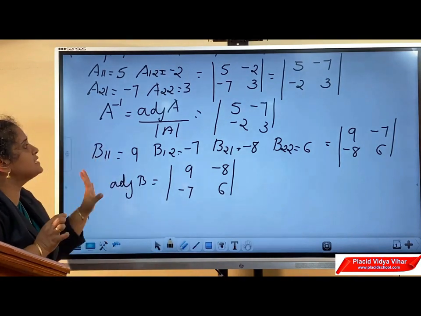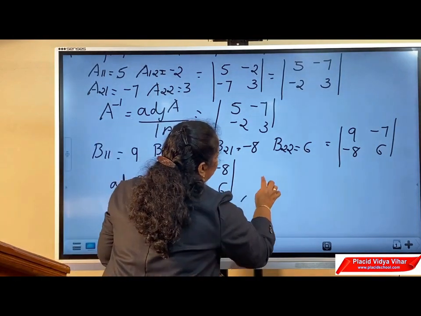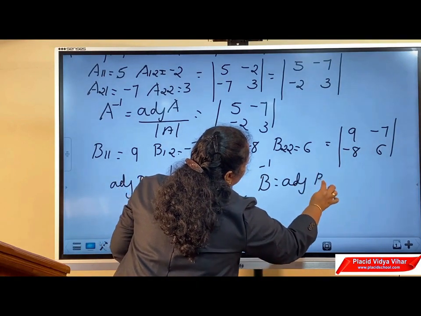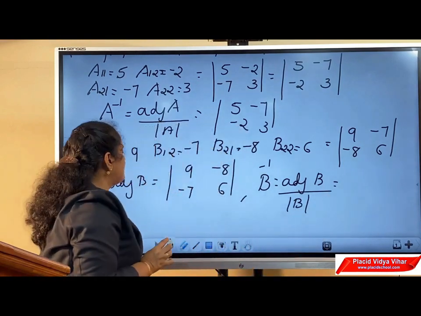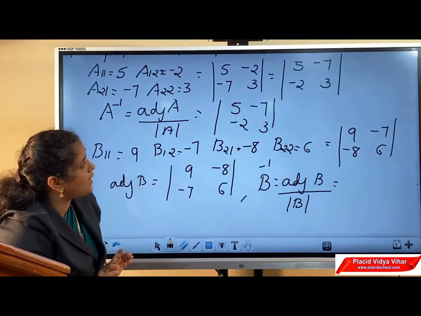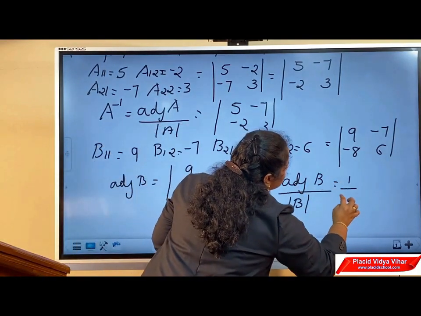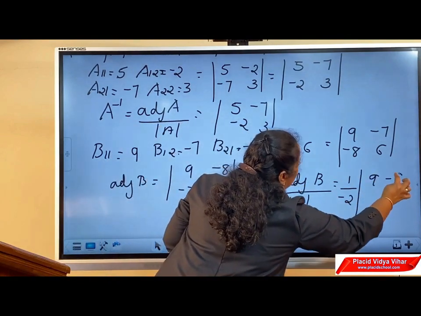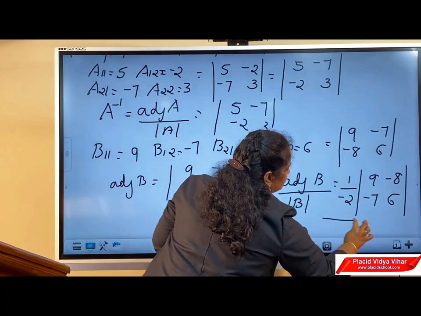Then B inverse is equal to adjoint of B divided by determinant of B. That means we can find B inverse, that is adjoint of B divided by the determinant of B. Adjoint of B, the answer is 9, minus 8, minus 7, 6. The determinant of B, the answer is minus 2. That is 1 by minus 2 into 9, minus 8, minus 7, 6. That is B inverse.